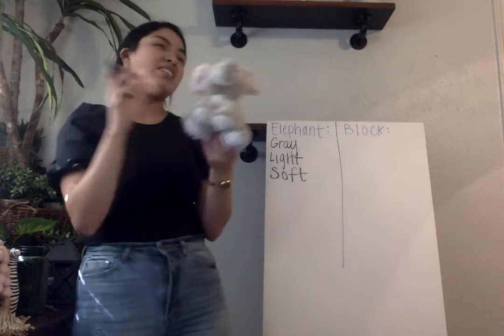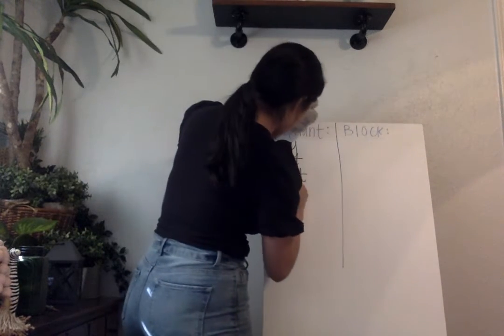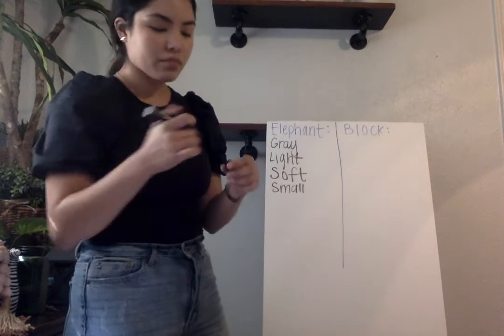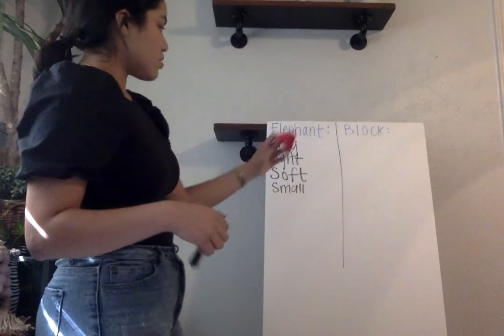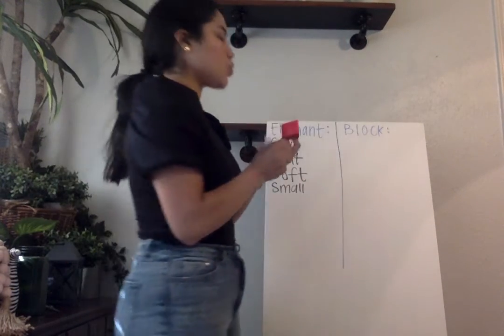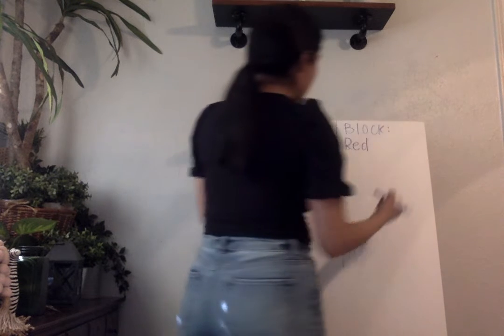Is he big like a real elephant, or is he small? What do you think? Is he big? No, he's small. So that is another physical characteristic or property of an elephant, okay? So next we have our block, okay? So let's see. We know the elephant is gray. What color is our triangle? Right, it's red. So our block is red.